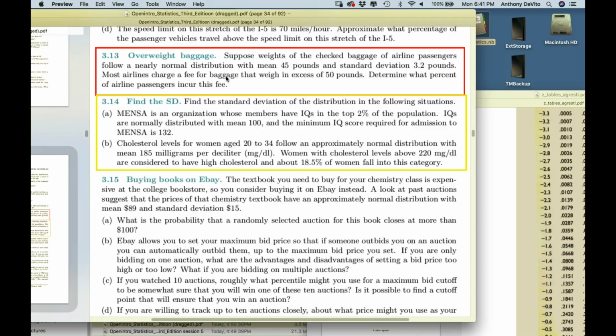Most airlines charge a flat fee for baggage. Now they always charge a fee for baggage, and they charge a lot of money if you go over 50 pounds. Fee for baggage weight in excess of 50 pounds. What percentage of airline passengers wind up going over 50 pounds? The mean is 45. The standard deviation is 3.2. What percentage go over 50 pounds? So our x is 50 pounds. We want to know what percentage are above that x of 50 pounds.